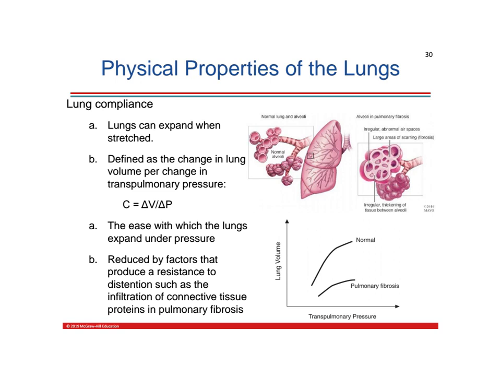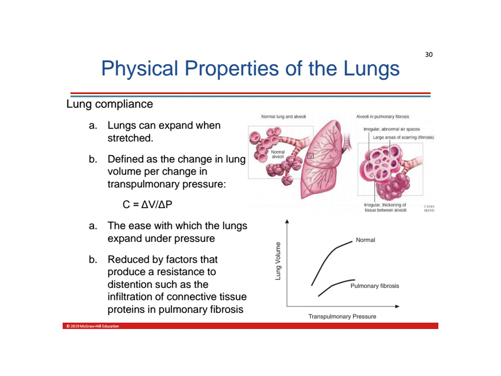The idea of compliance can be applied to the lungs. The lungs can expand when stretched, and we can define the change in lung volume per change in transpulmonary pressure as C equals delta V over delta P. The ease with which the lungs expand under pressure is a measure of the compliance. Now, there are certain disease states that will lead to a change in lung compliance. Compliance is reduced by factors that produce a resistance to distension, such as infiltration of connective tissue proteins, and this occurs in the disease state called pulmonary fibrosis.